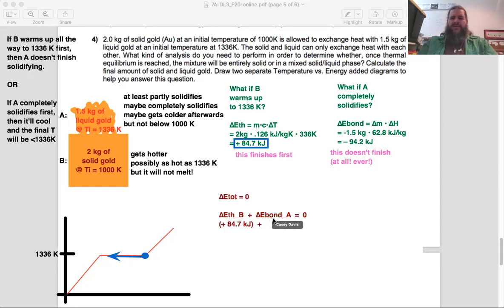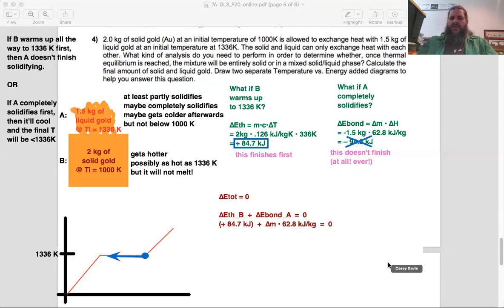Can we likewise replace delta E bond with negative 94.2 kilojoules? No, because that doesn't actually finish happening, right? So we can't use the negative 94.2 kilojoules. That does not actually finish happening. But we can still use delta M times delta H. And we can use the same value of delta H, 62.8 kilojoules per kilogram, because it is still liquid gold solidifying.